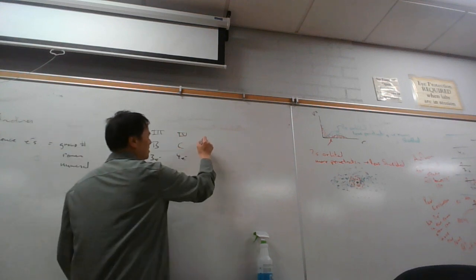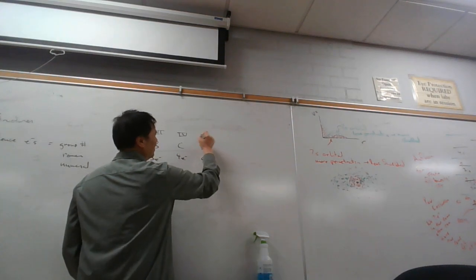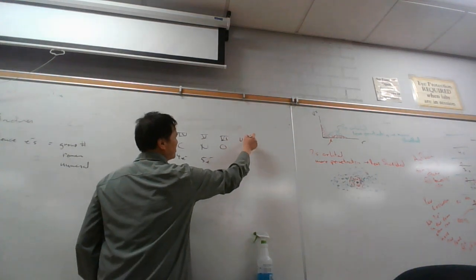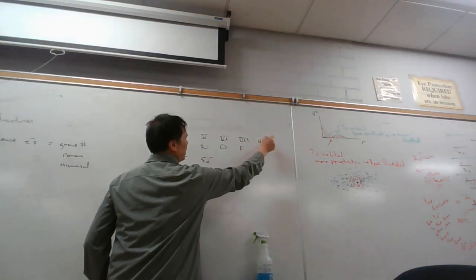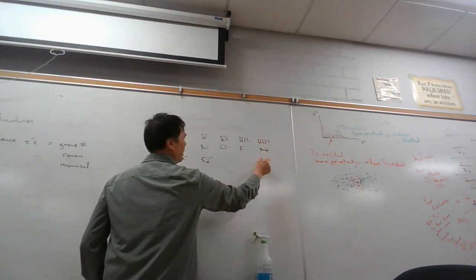We'll come back to this. Nitrogen has 5 valence electrons. Oxygen has 6. Fluorine's going to have 7. And then neon is a filled shell, and that's going to have what we call an octet, 8 electrons.